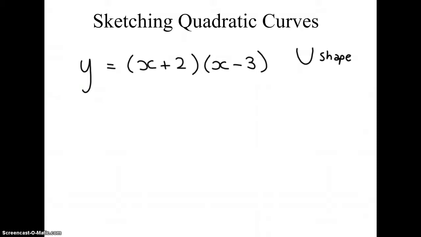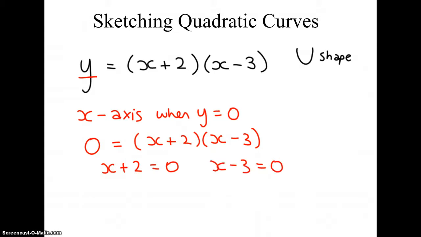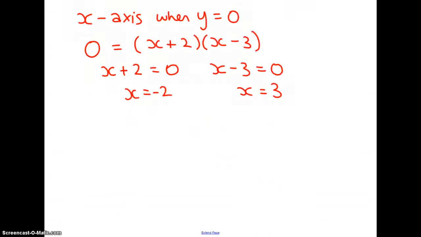So first of all, where it crosses the x-axis: it always crosses the x-axis when y is 0. So if we look at this example, if I put in that y is 0, and have 0 equals x plus 2, x minus 3, and we know that if two things multiplied together give us 0, either one of those must be equal to 0. So I can say in this case either x equals minus 2 or x equals 3. So this graph must cross the x-axis at 2 points, at minus 2 and positive 3.